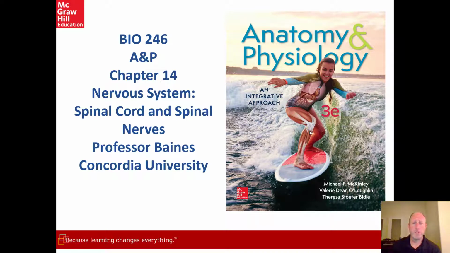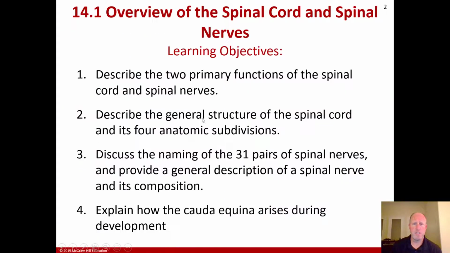All right, welcome to chapter 14 for Bio 246 A and P on the nervous system, spinal cord, and spinal nerves. We're talking today about section 14.1 at the moment. Overview of the spinal cord and the spinal nerves.